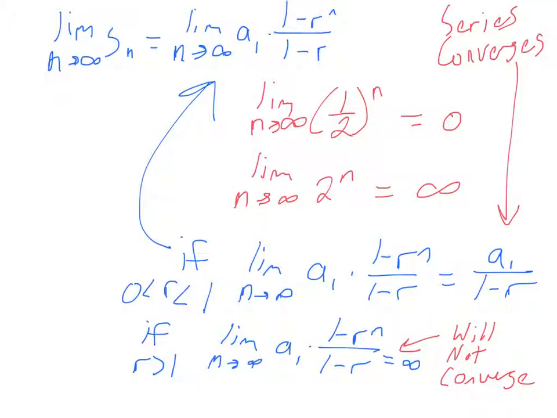Let's think of one more situation here. What if r is between negative 1 and 0? What's going to happen here? Let's think about that. What if I had negative 1/2 to the n? What's the limit of that going to be as n goes to infinity?